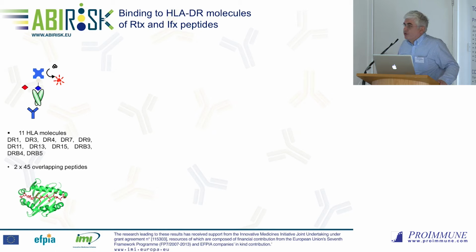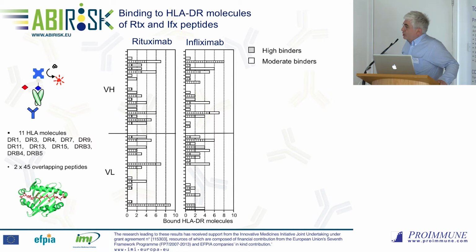We have a collection of immunopurified HLA-DR molecules, DQ or DP, but we just consider DR. These molecules are very common in the Caucasian population. So we submit all the peptides to 11 different binding assays, and this is a very big work, and this can be summarized in only one picture.